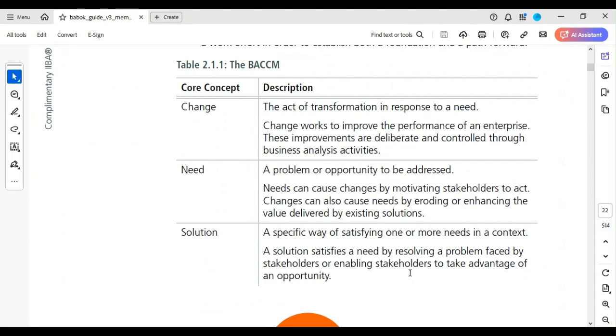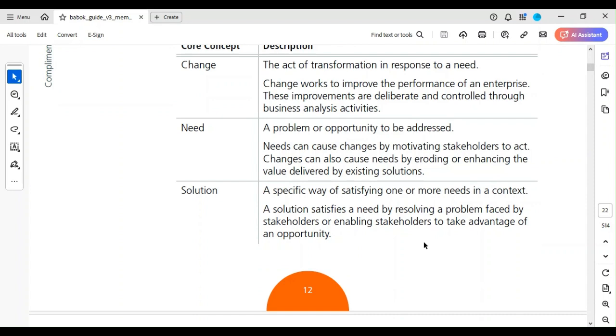These improvements are deliberate and controlled through business analysis activities, telling you that you, as a business analyst, are the one in charge when it comes to bringing in this change, because you have to control the activities and tasks to be performed. They're also telling you that it is deliberate. Remember, strategic, tactical. In an enterprise, a need is a problem or opportunity to be addressed. So we have a gap, we need to address it. Needs can cause changes by motivating stakeholders to act. You see? Needs can cause changes by motivating stakeholders to act.